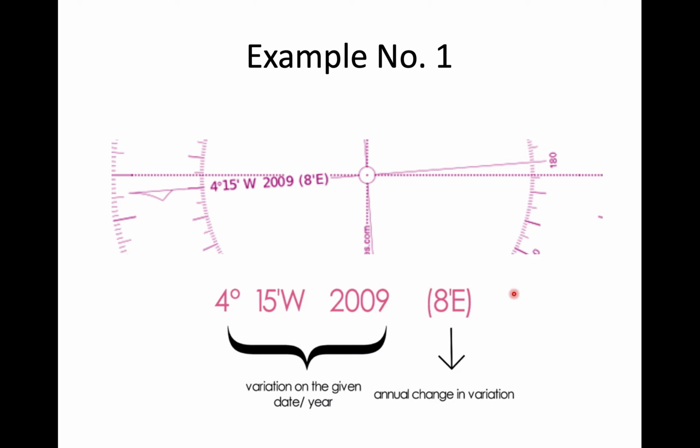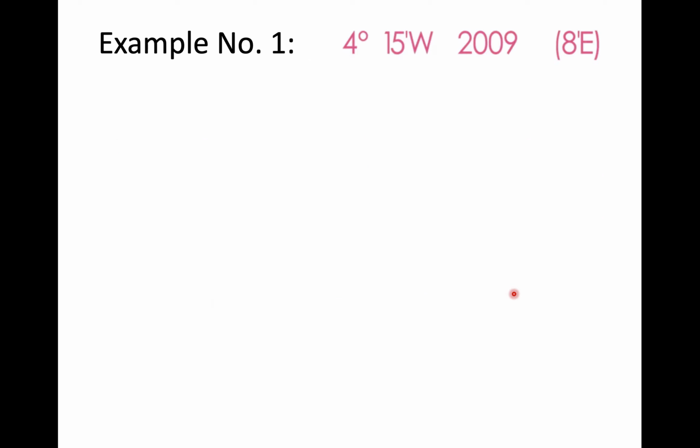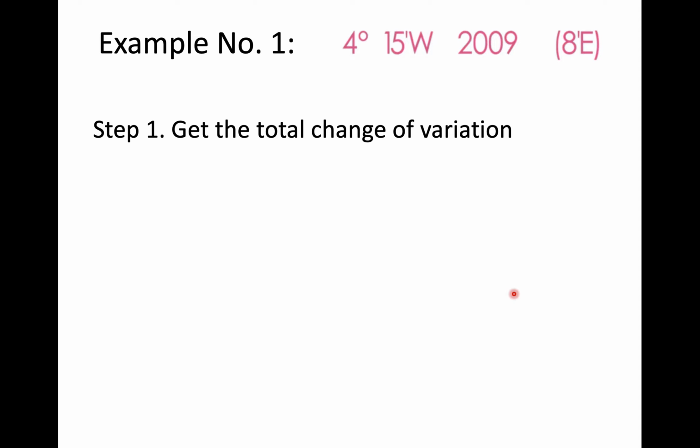First example. Same with the variation that we have seen earlier, so let's use it as an example. The variation here is 4 degrees 15 minutes west, 2009, and the annual change in variation is 8 minutes east. Let's say that we are trying to calculate the variation for this year, for today, for 2020. Let's begin with the first step. Again, step one is to get the total change of variation.